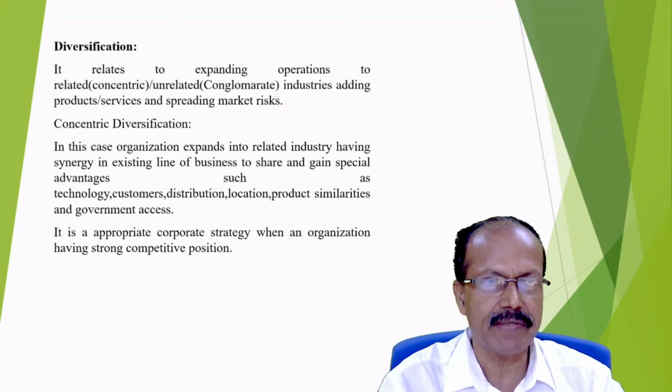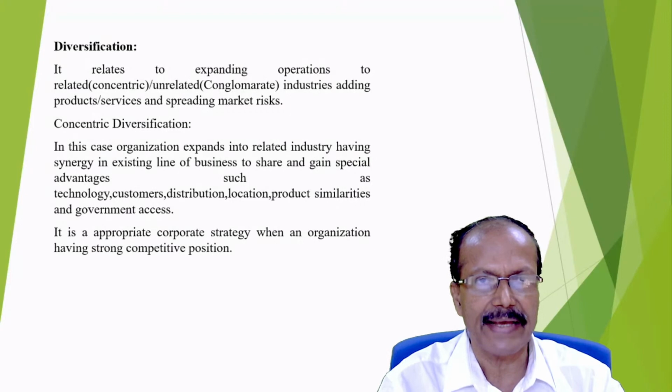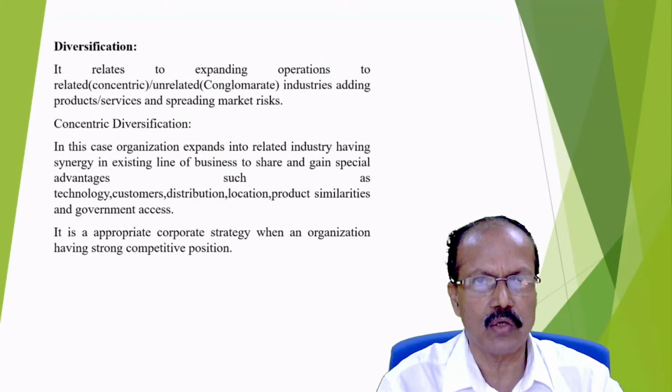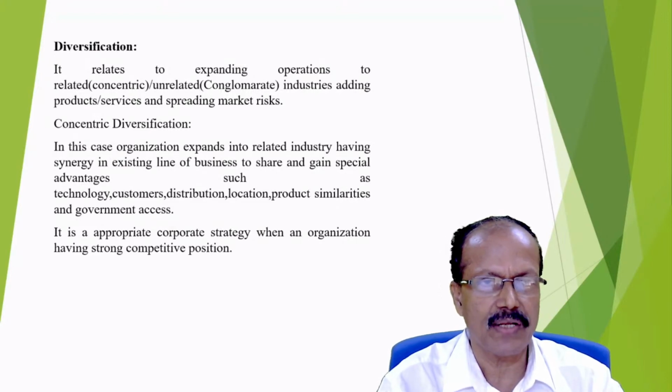With respect to diversification, it relates to expanding operations to a related field, that is concentric diversification, or an unrelated area of products and services, that is called conglomerate diversification, adding products and services and spreading the market risk.